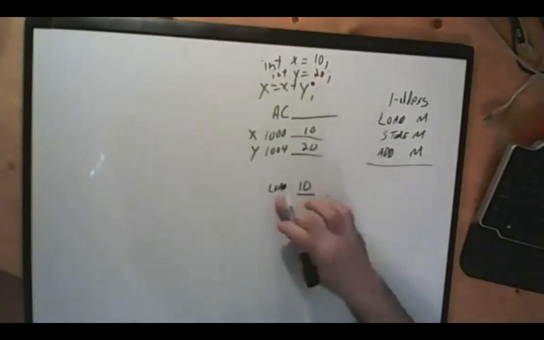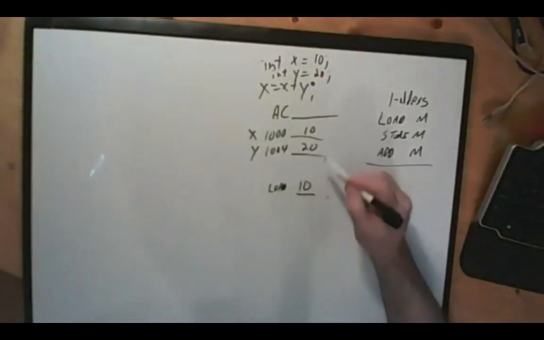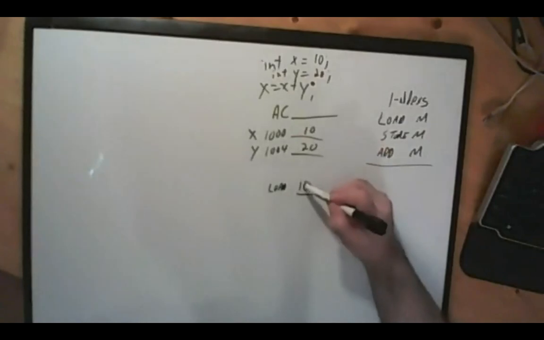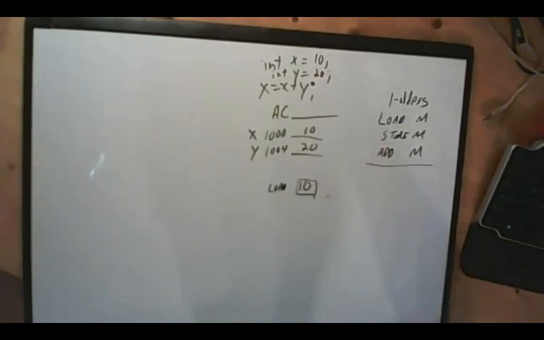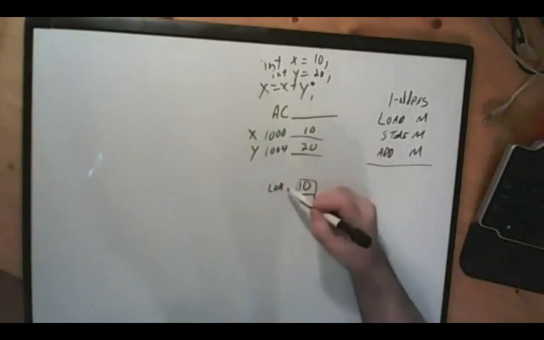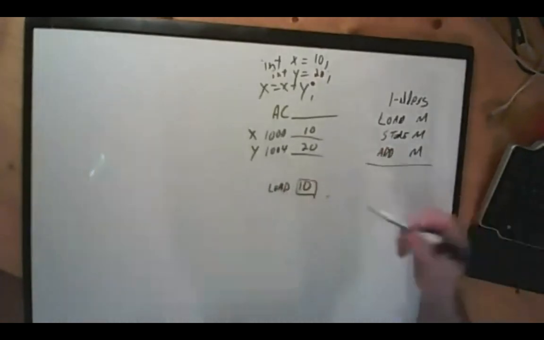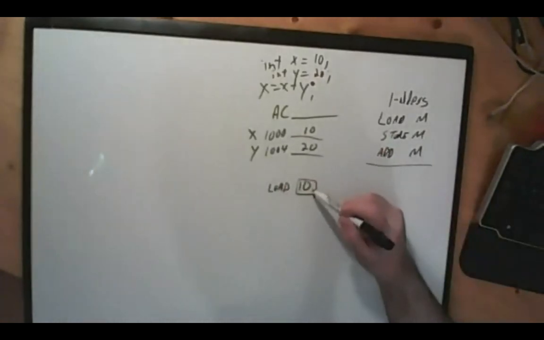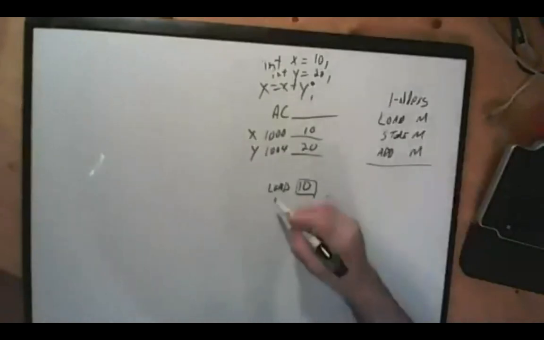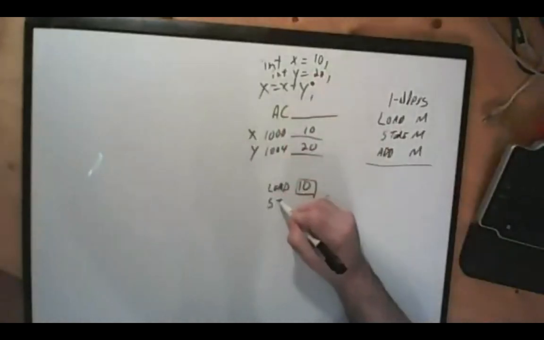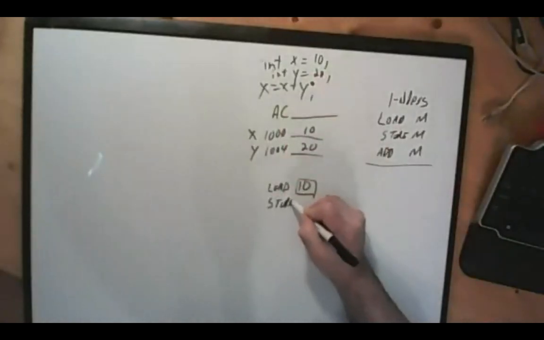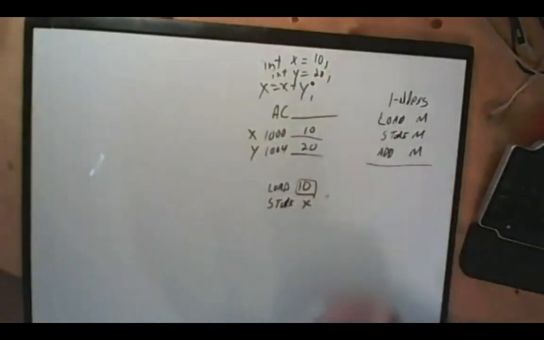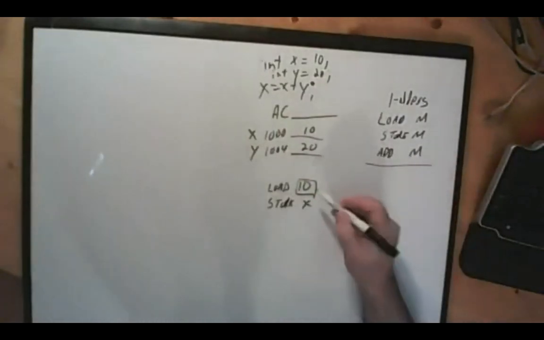So some way to indicate loading an immediate value like 10. So here, this is not a memory address. I'm just putting a box around it to indicate it's not a memory address. And if you did do assembly, you would do something to specify that this is an immediate versus a memory address, right? And then you could do your initialization by storing to get that stored in X, right?